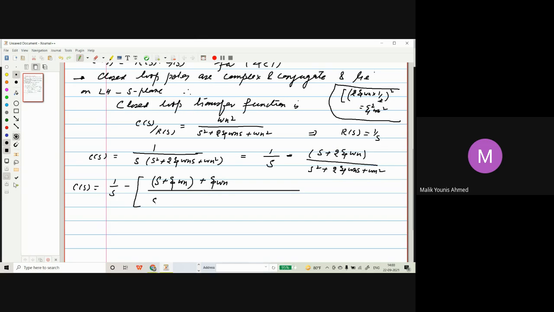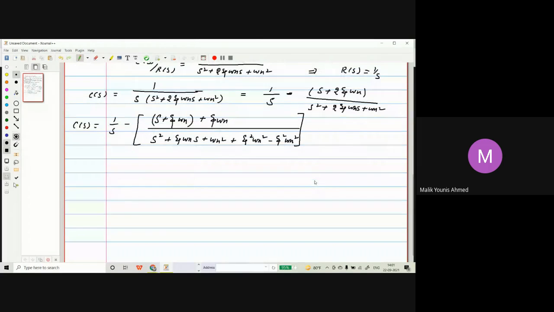So that should be s square plus 2 xi omega n s plus omega n square. I am not writing anything. Now I will add this and subtract this: xi square omega n square minus xi square omega n square. So this I have added and subtracted. Next step for me will be, I will try to make it a perfect square now.